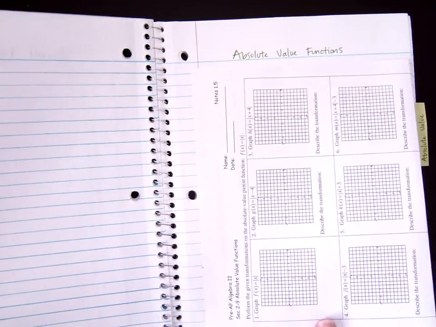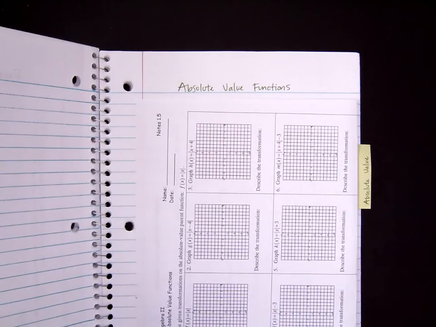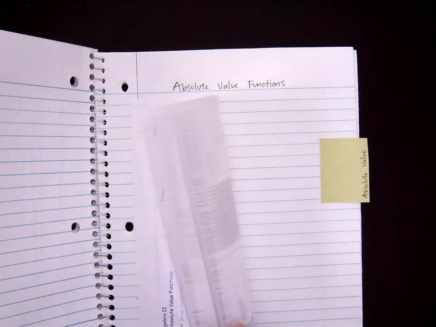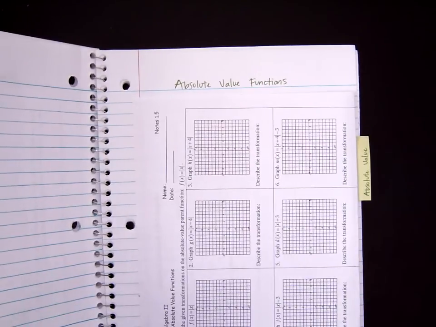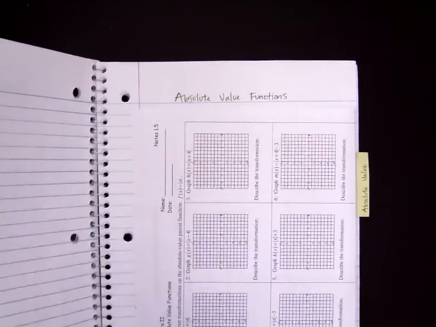On some of the other ones you can use glue, but these have to be taped so you can flip it completely over. Okay, and then I also added a tab for absolute value, and I notice I put the tab like below, and then it just kind of covers that up once it's folded. Okay, and that's on page 15.